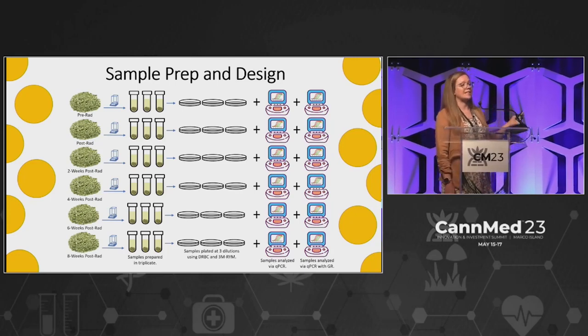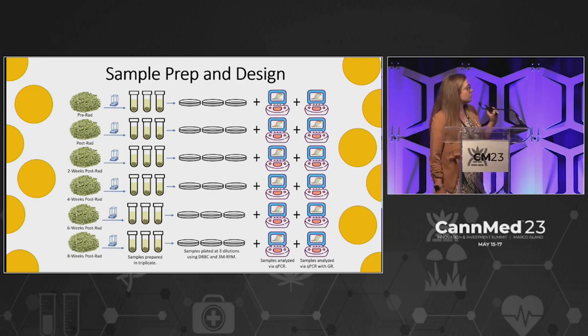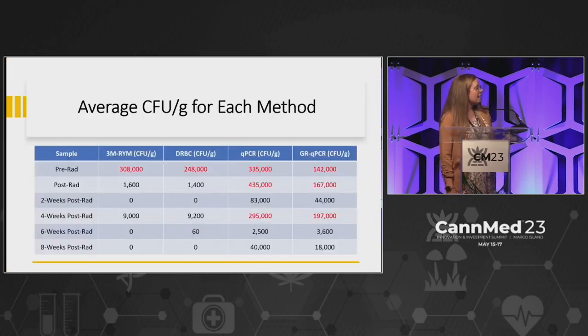The reason for doing that is to see if, after 8 weeks, those cells have repaired themselves and now we're going to have tons of yeast and mold growth whenever we go to plate this. So we took all of those samples, we prepped them in triplicate, then we plated them at 3 dilutions using DRBC and 3M rapid yeast and mold, and then we also analyzed those samples via qPCR and qPCR with Grim Reefer. And this is the average CFUs that we saw across the board.